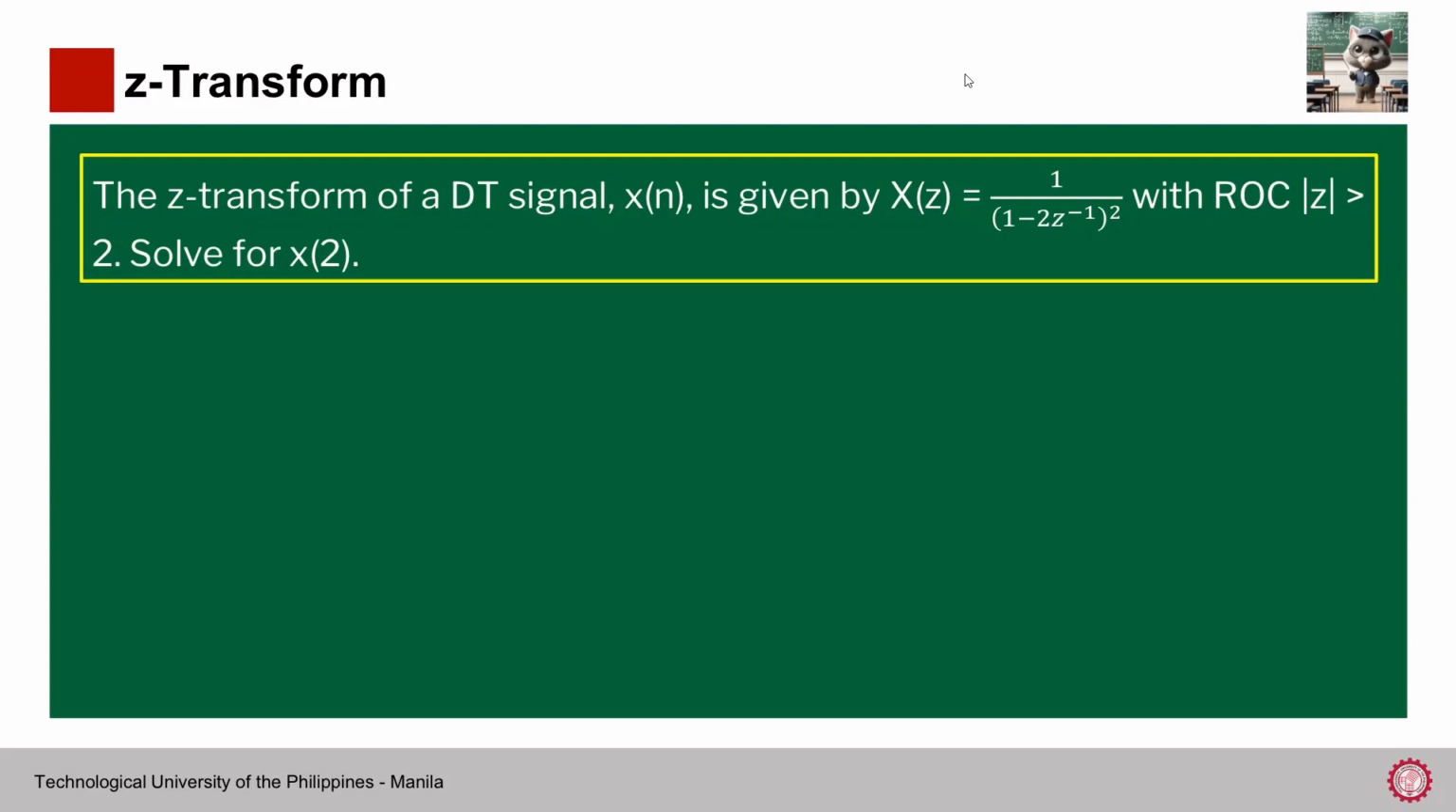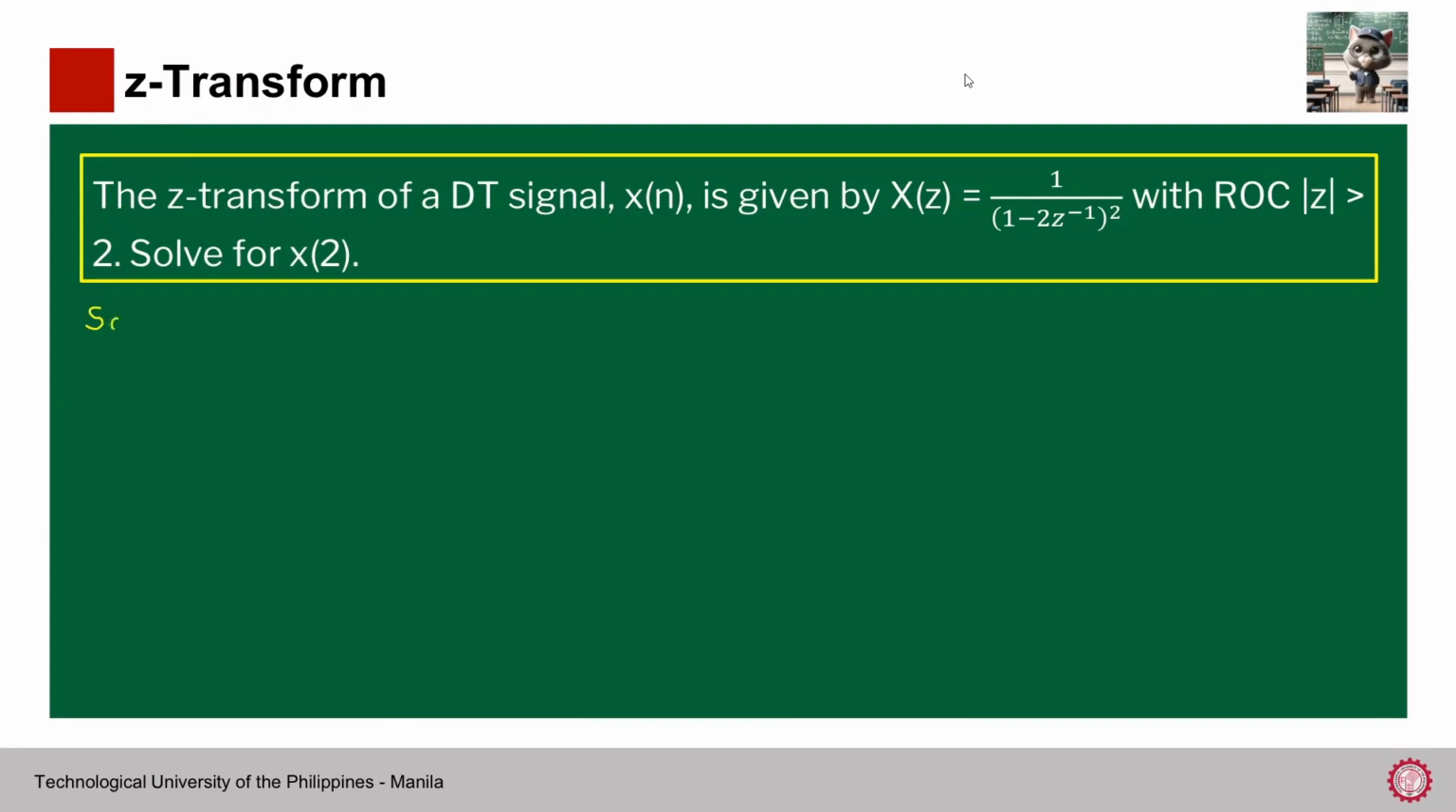So this is a property-based question, so we'll be solving the problem using properties of the Z transform. So what will be the solution? Let us solve the problem, guys.